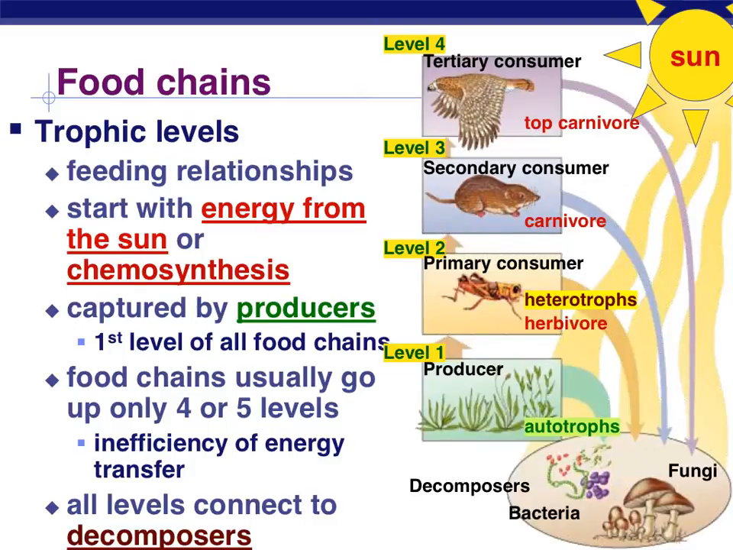All of these levels are connected to decomposers because the decomposers are really the last guys to do any kind of work or get nutrients. And it happens because as everything else dies, so as our producers die, our consumers die, our carnivores die, they're all going to be decomposed and recycled by our decomposers in the form of bacteria and different kinds of fungi.